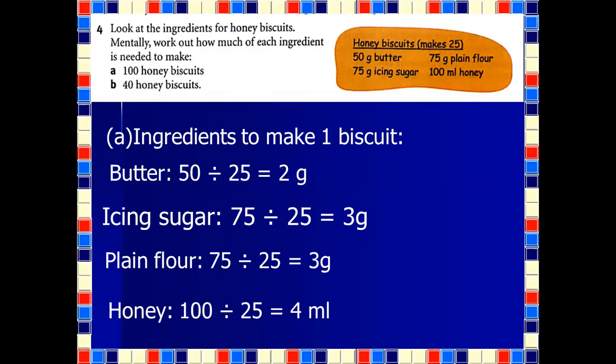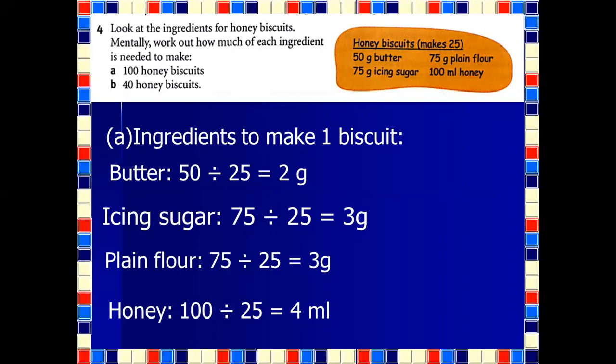I will multiply by 100. The first step, I will find the amount for 1 unit. Then I will look at the question. How many units? There is 100, I will multiply by 100. There is 40, I'll multiply by 40. Is there 50? I will multiply by 50.